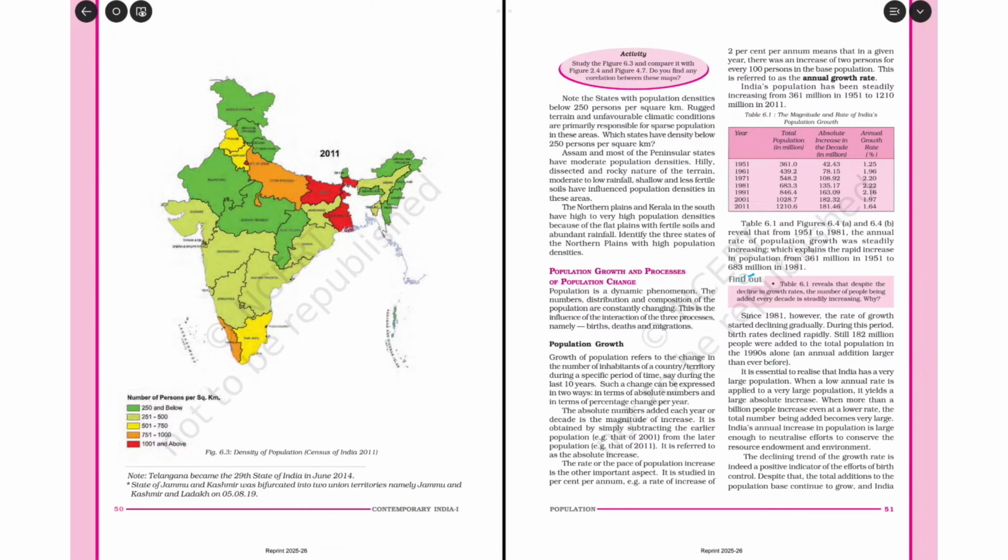How so? Well, the text spells out the mechanism explicitly in the next lines. Let me read them. It is essential to realize that India has a very large population. When a low annual rate is applied to a very large population, it yields a large absolute increase. When more than a billion people increase even at a lower rate, the total number being added becomes very large. India's annual increase in population is large enough to neutralize efforts to conserve the resource endowment and environment.